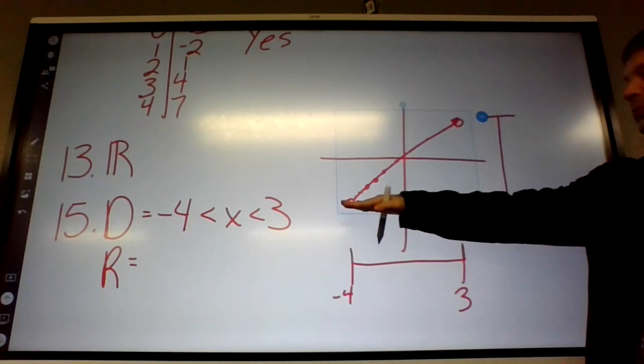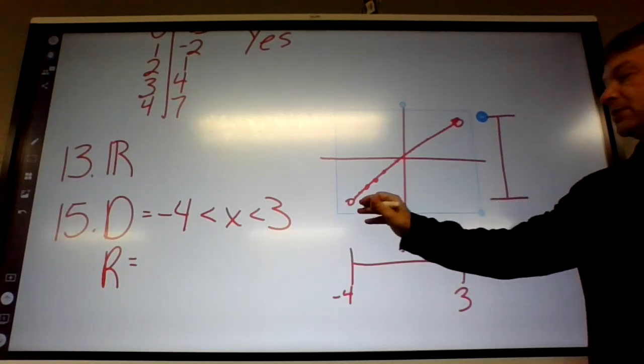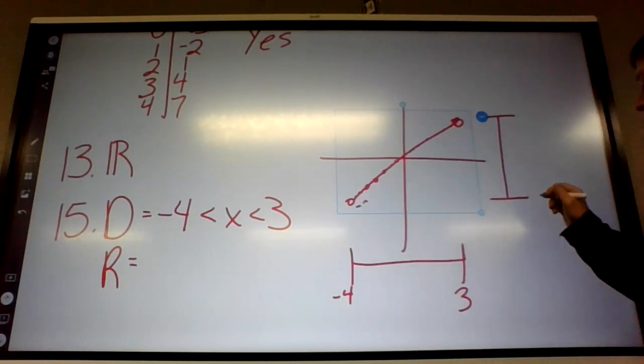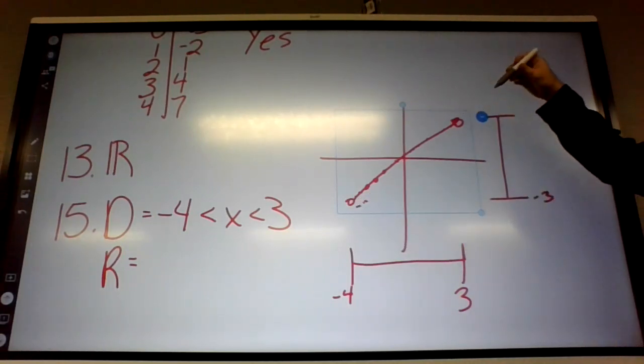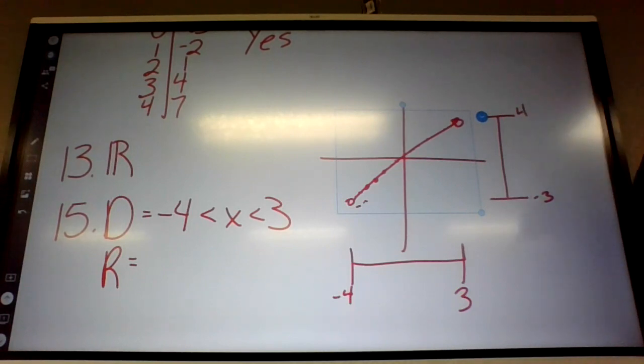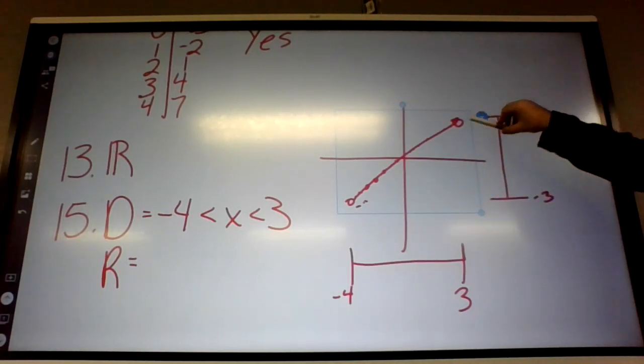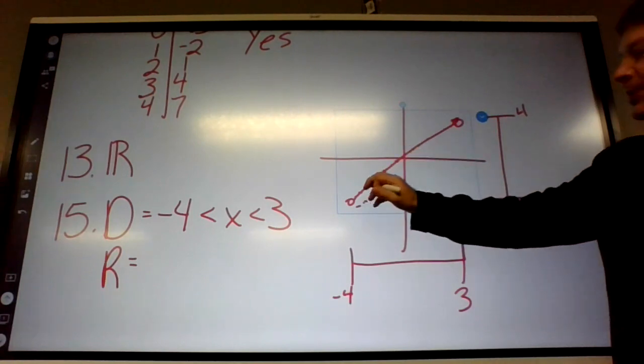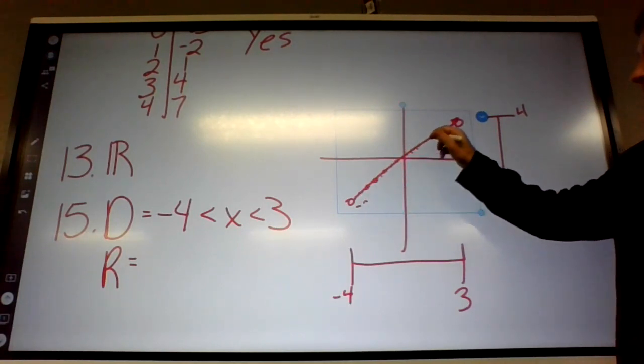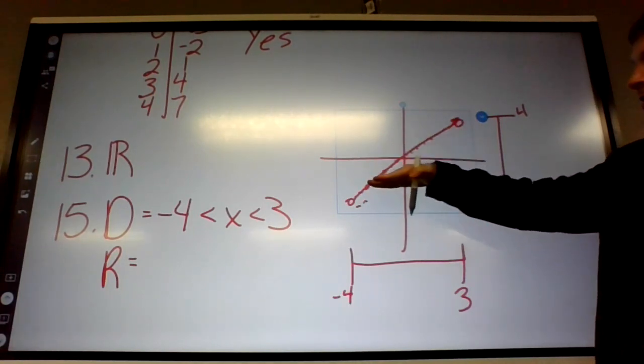So what's the lowest y value over here? -3. Okay, I'll put it over here. And what's the highest y value? 4. Is it 4? All right. So kind of the same thing as the x values. Are all the y values from -3 to 4 filled in? Yes. There's a y value for every number between -3 and 4, somewhere in here.